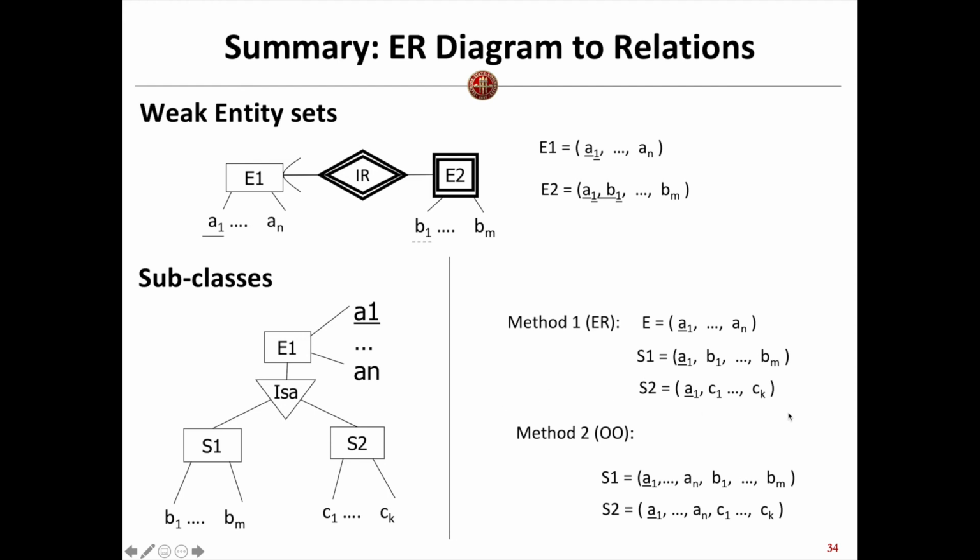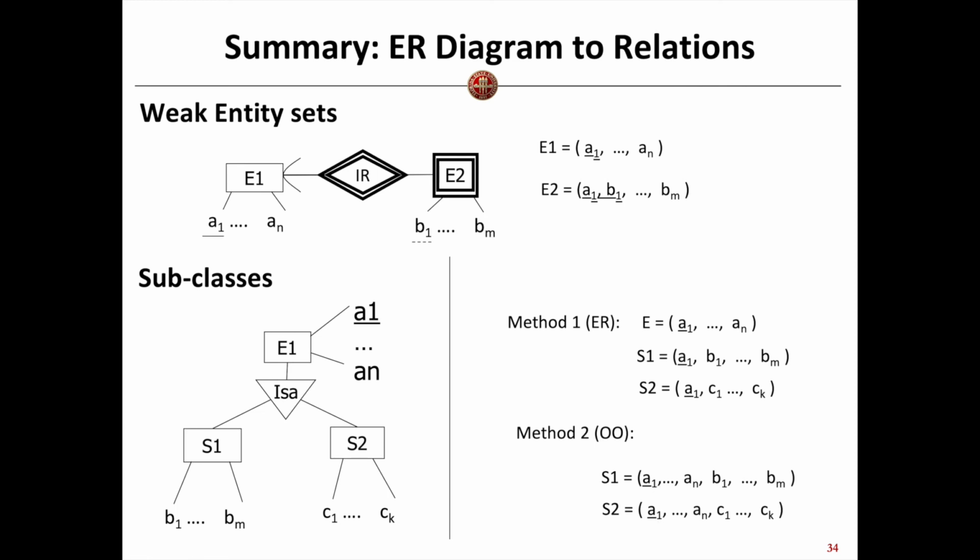We have another approach, called the OO approach, right? In this approach, we define two relations, S1 and S2. In both of them, we have to add the attributes of E1 inside them, right? Therefore, we have S1 equals A1 to AN. They are all added here. A1 is a key. We also have B1 to BM as the remaining attributes, right? We have S2, it adds A1 to AN as its attributes. We have C1 to CK as the remaining attributes. A1 is a key for both of these two relations, right?